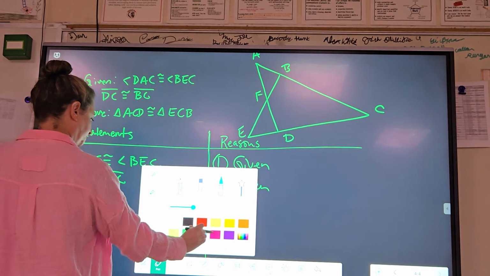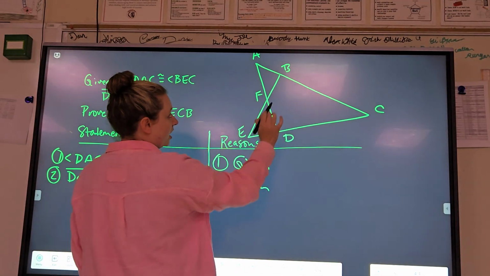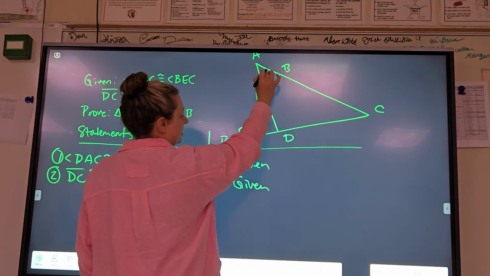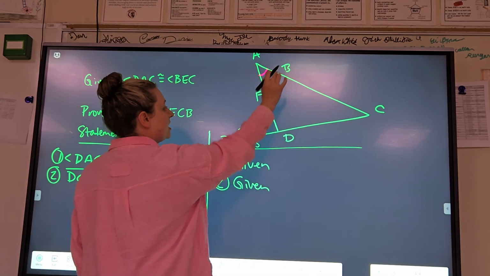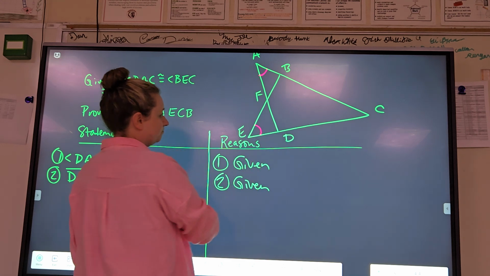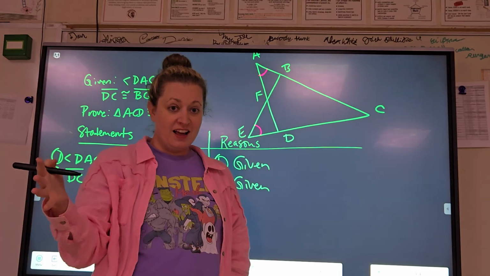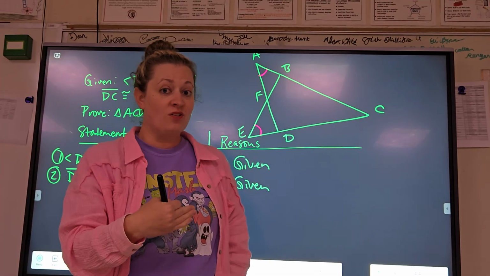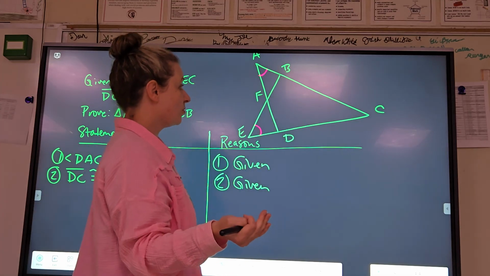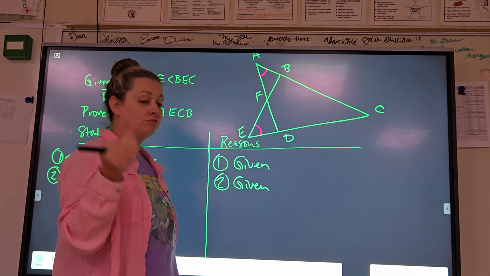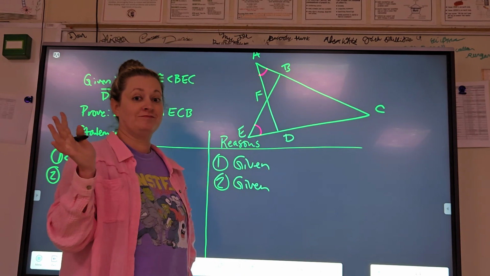Both given. So, marking our picture, DAC is this angle right here. BEC is this angle right here. So, if I were here live in person, I would ask you right now, how many triangles are in this picture? And I would get the answers 2, 3, 4, 5.